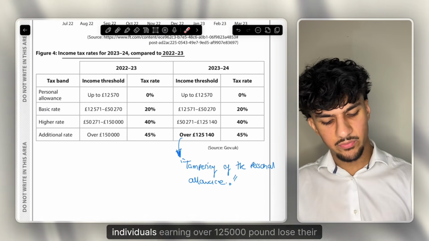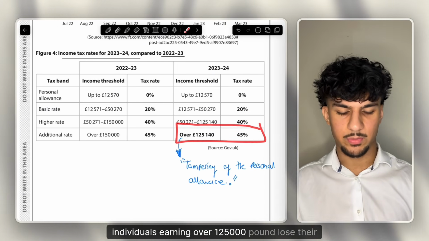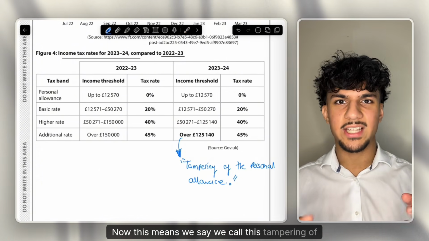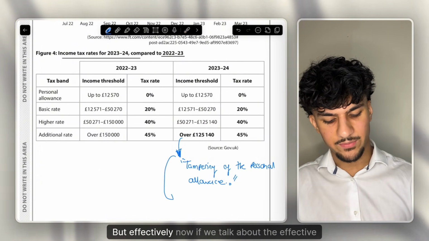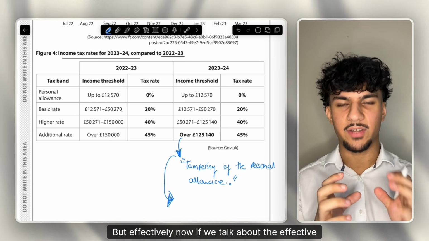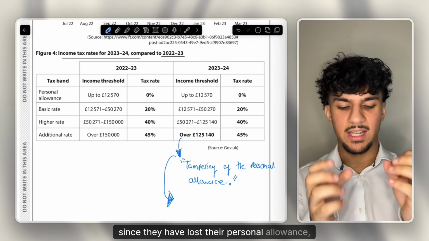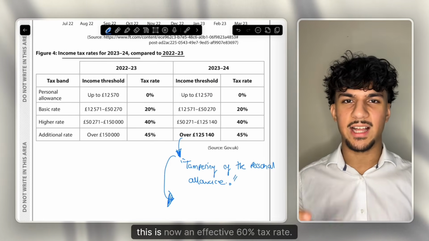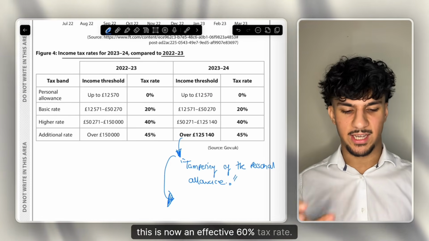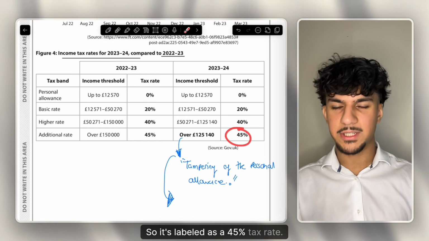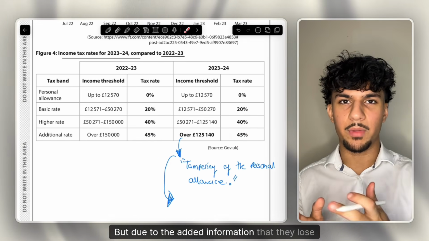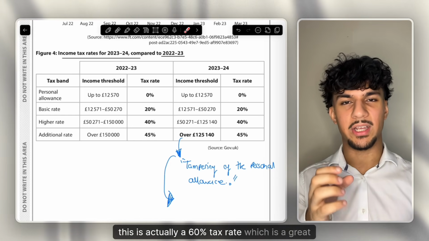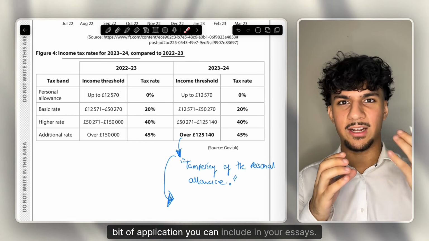Like I said, individuals earning over £125,000 lose their personal allowance. We call this tapering of the personal allowance, but effectively, if we talk about the effective tax rates, since they have lost their personal allowance, since they've lost £12,000 where they're paying zero tax, this is now an effective 60% tax rate. So it's labelled as a 45% tax rate, but due to the added information that they lose their personal allowance, this is actually a 60% tax rate, which is a great bit of application you can include in your essays.